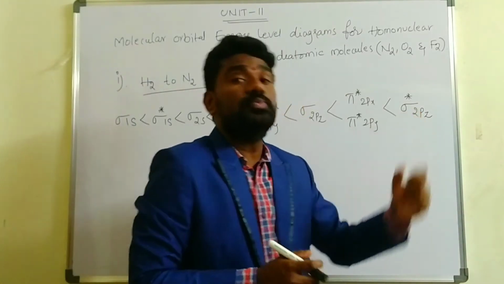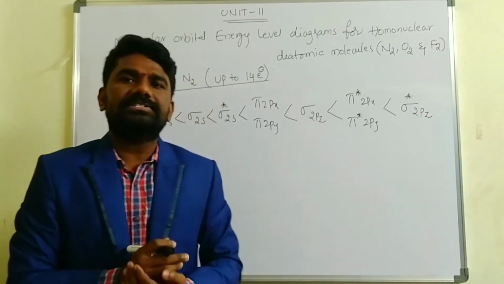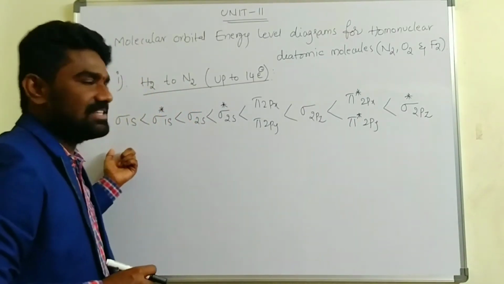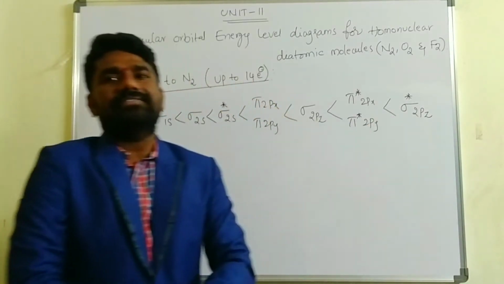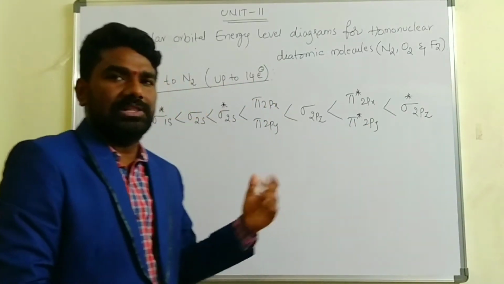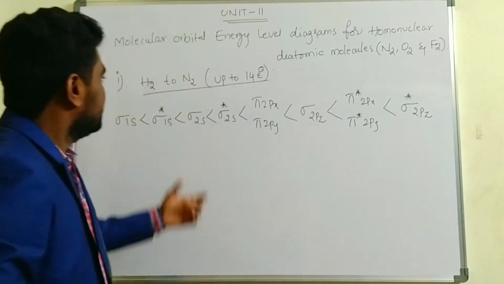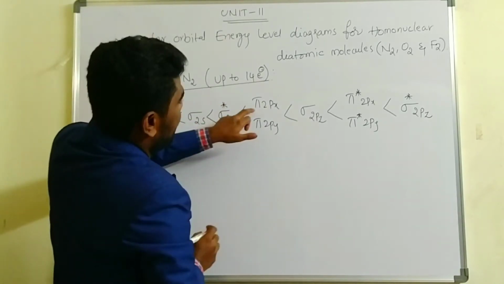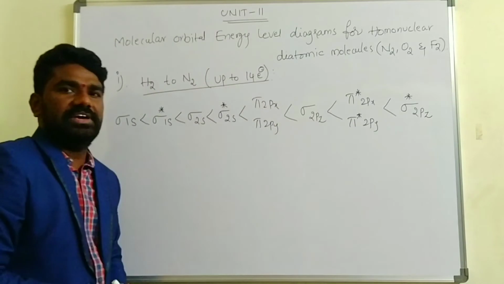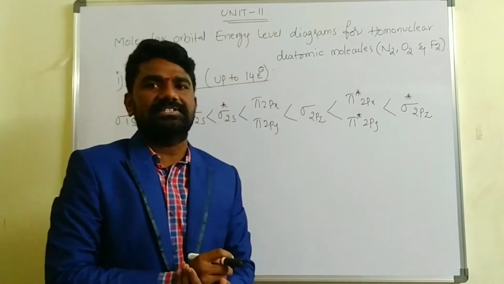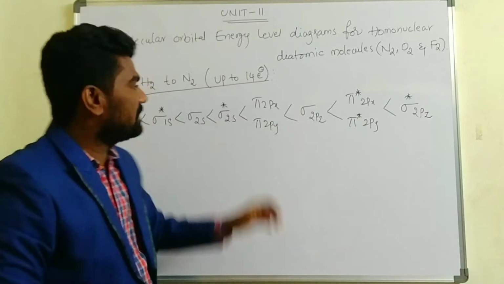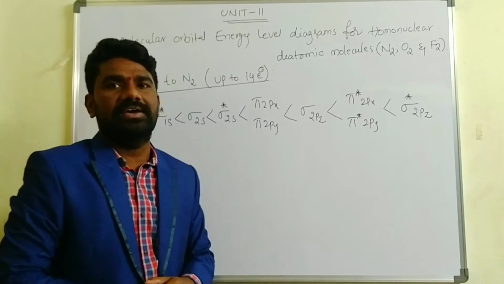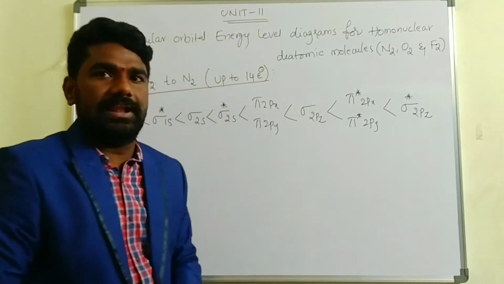And sigma star 2pz has the highest energy, isn't it? Sigma 1s has the lowest energy and sigma star 2pz has the highest energy among all the molecular orbitals. If you see here, we wrote pi 2px and pi 2py in a vertical manner, isn't it? All the others are in a horizontal manner, but these two orbitals, specifically pi 2px and pi 2py, are in the vertical line.